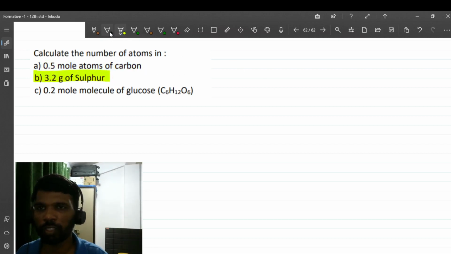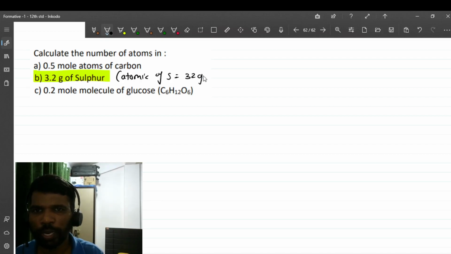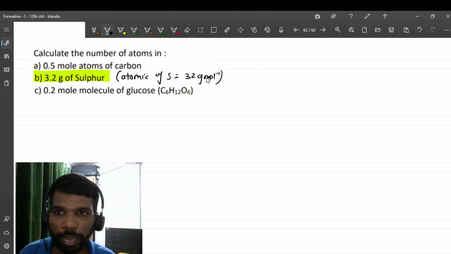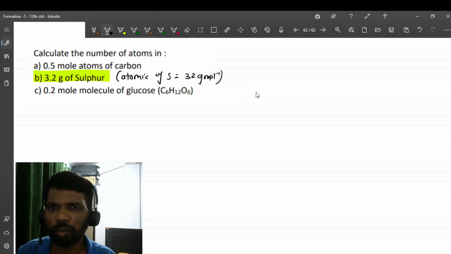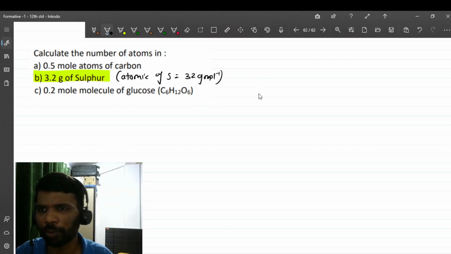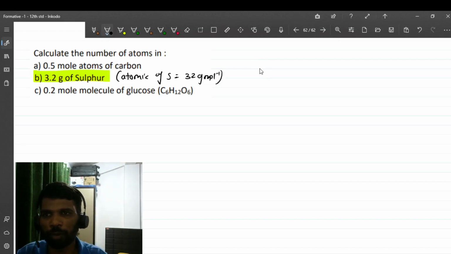3.2 gram of sulfur. See, the molar mass or the atomic mass of sulfur is equal to 32. This weight will be given to you. All these weights will be given to you. Don't worry, you don't have to learn any of the molar masses by heart. So this is 3.2 gram of sulfur. How many atoms are there in 3.2 gram of sulfur?